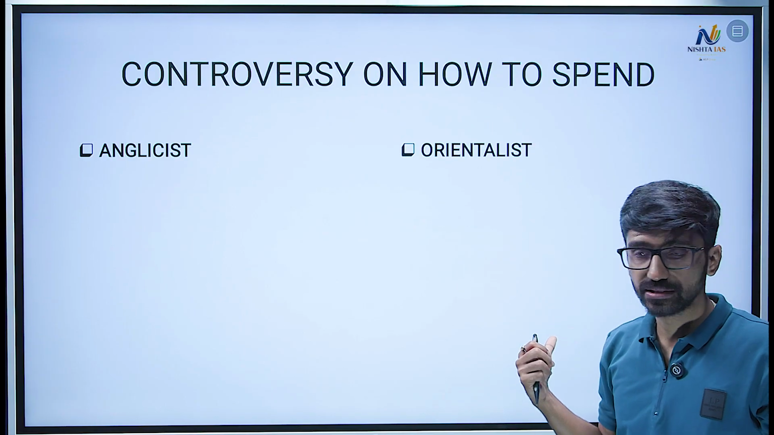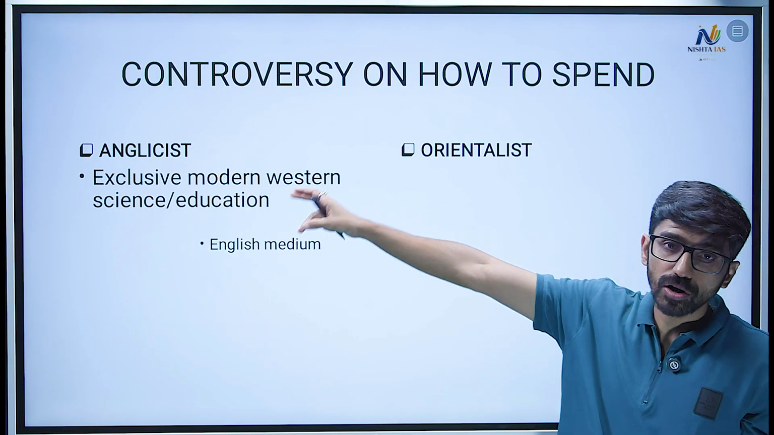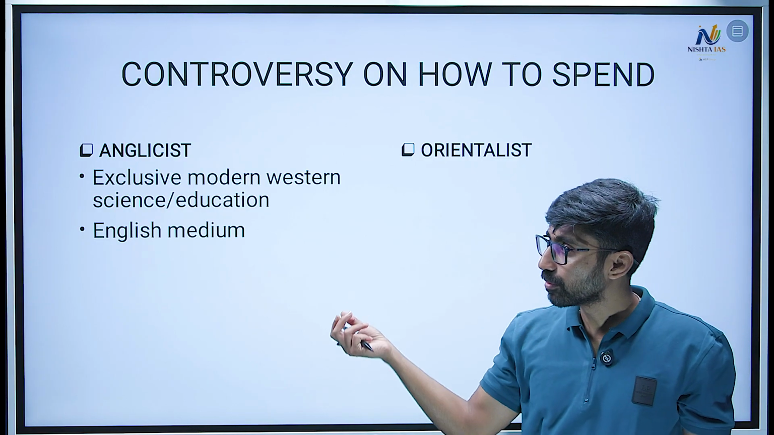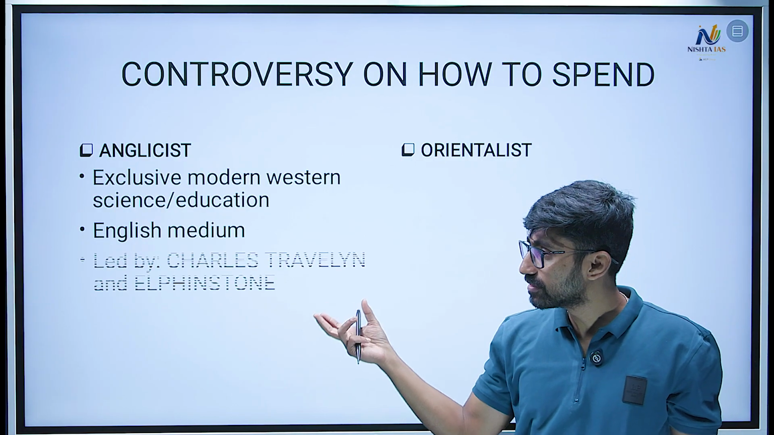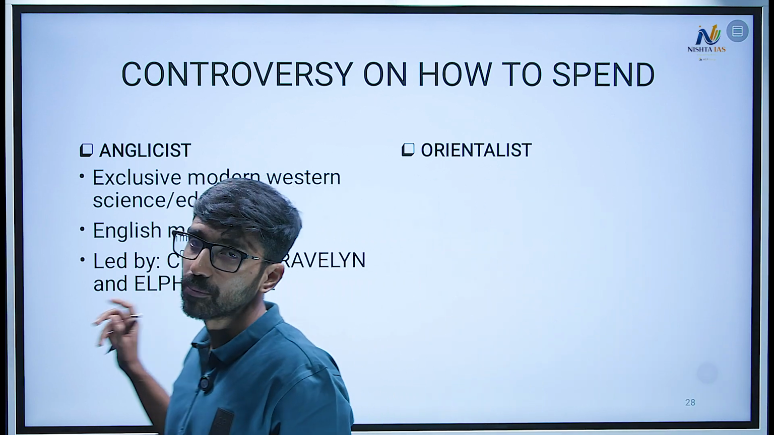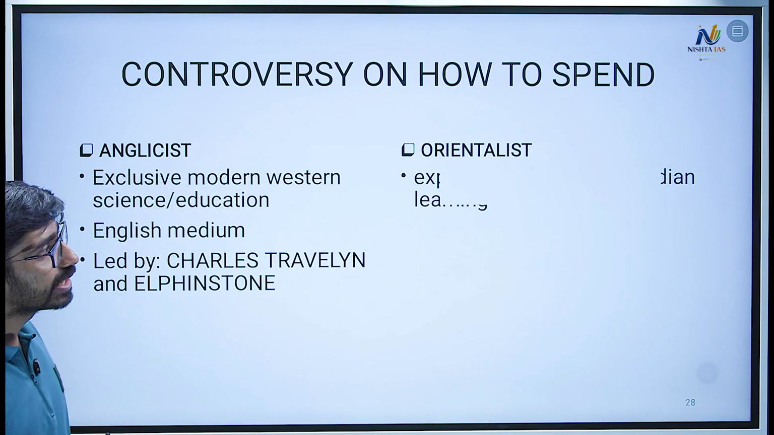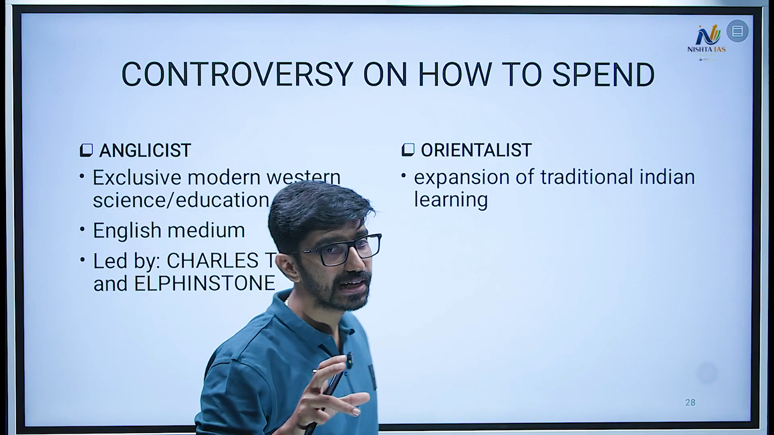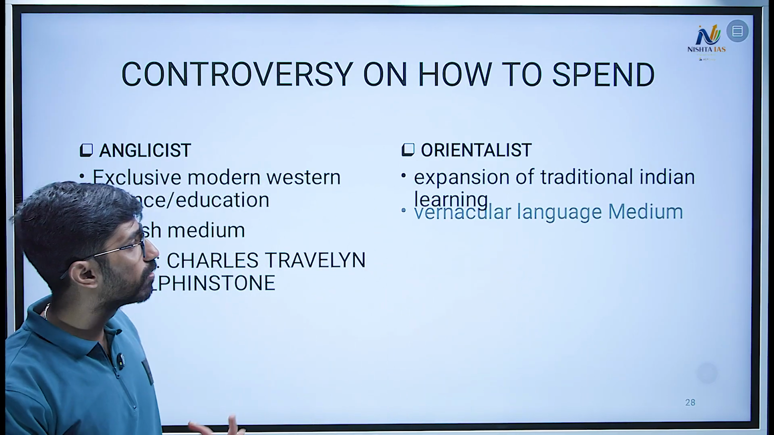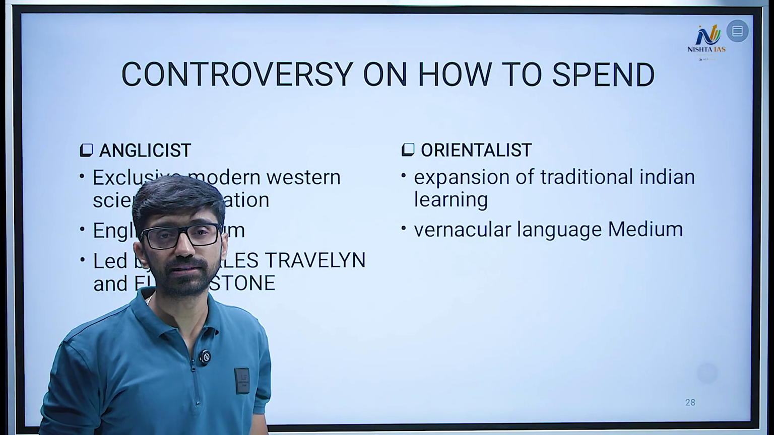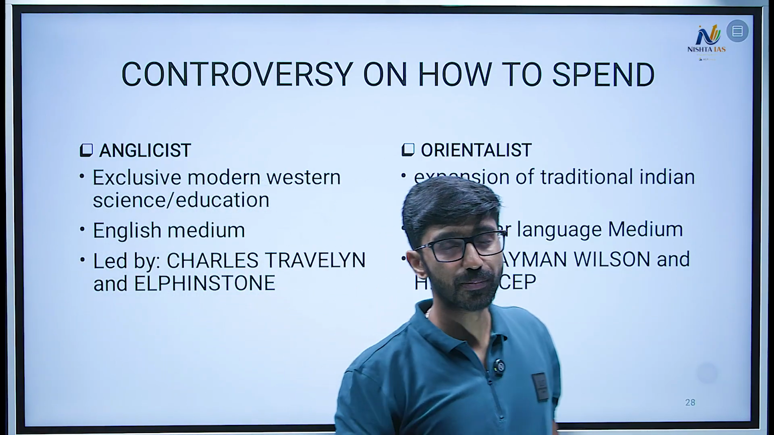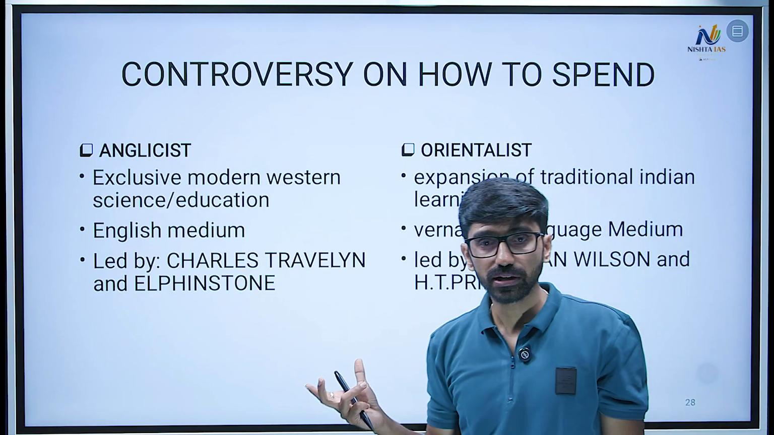Anglicists, of course, wanted a modern science education system, Western education in English medium, and those who supported it were Elphinstone and Charles Trevelyan. These are the 2 leaders of that particular committee that supported the Anglicist viewpoint. Then the Orientalists wanted traditional Indian learning, to expand traditional Indian learning, and of course vernacular language medium, not English medium. The leaders would be Wilson as well as S.T. Prinsep. So this is the controversy.